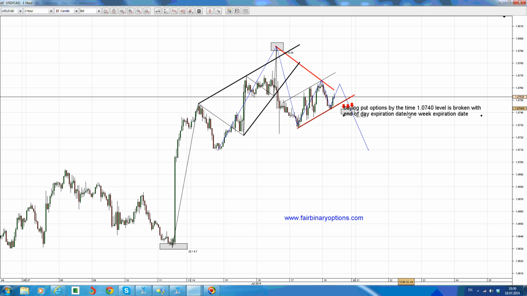Thank you guys for being here. FairBinaryOptions.com. We're looking for the CPI to come, but out of these two scenarios that we have, both of them are leading to the downside.